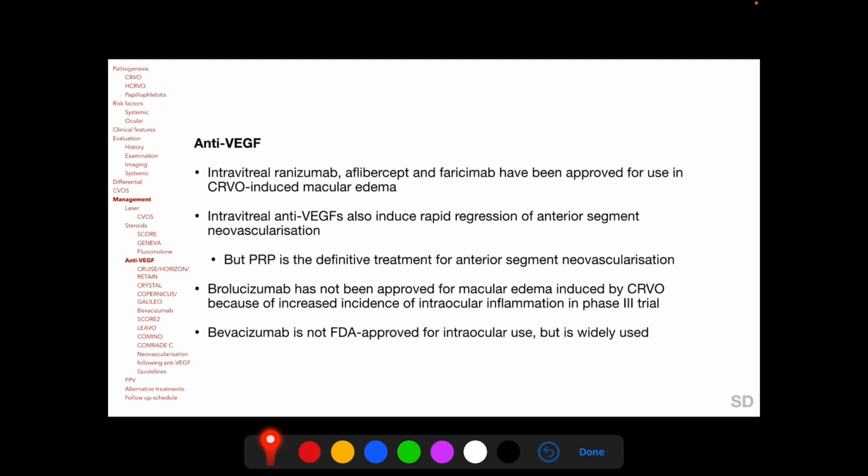And we note here that for anterior segment neovascularization, anti-VEGFs are injected intravitreally. Brolucizumab has not been approved by FDA for the management of macular edema induced by CRVO because of increased incidence of intraocular inflammation in the phase 3 trials of this drug. And bevacizumab is not FDA approved for intraocular use for any indication, but is widely used in clinical practice because of its lower cost per patient.